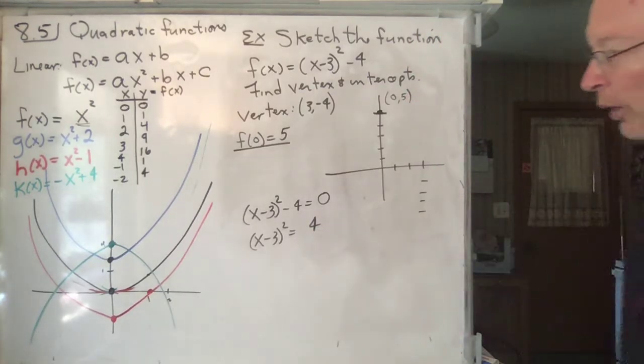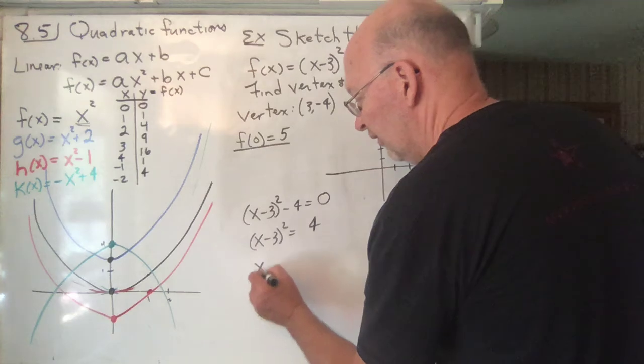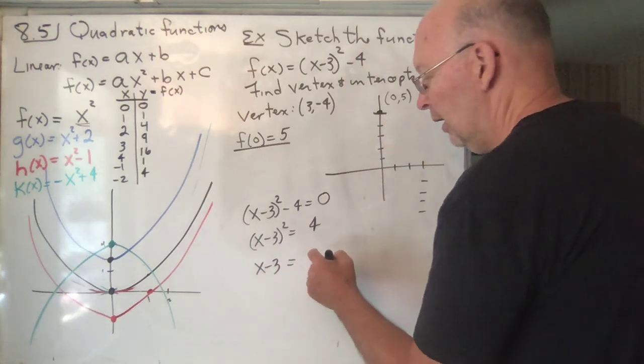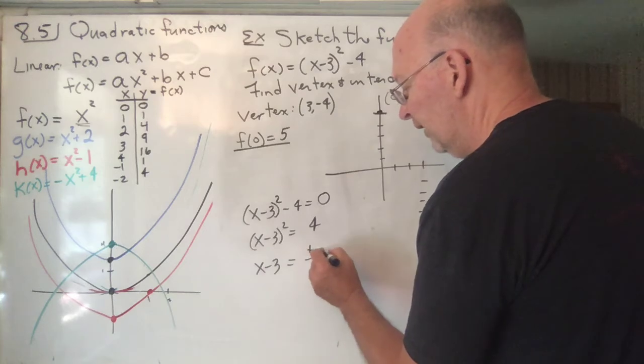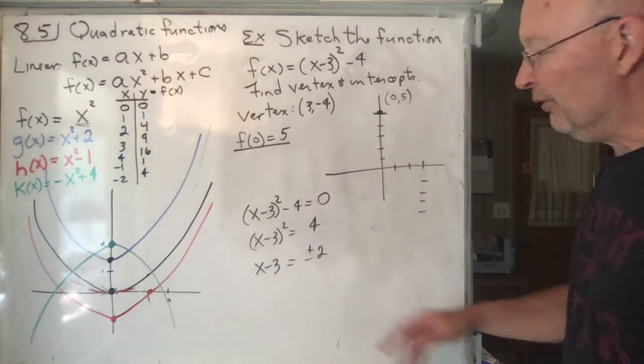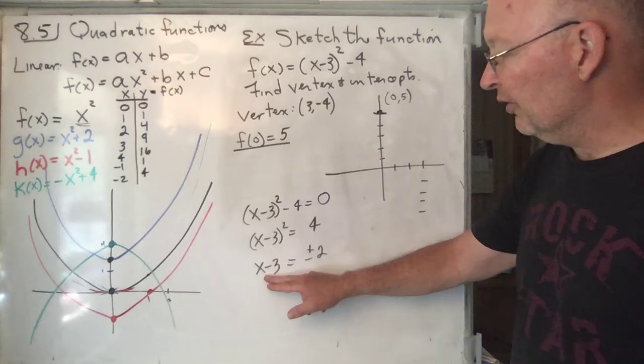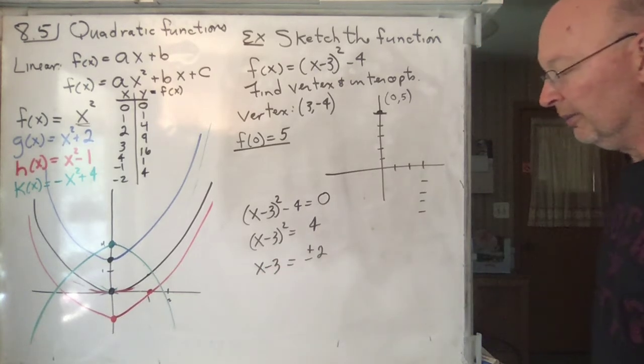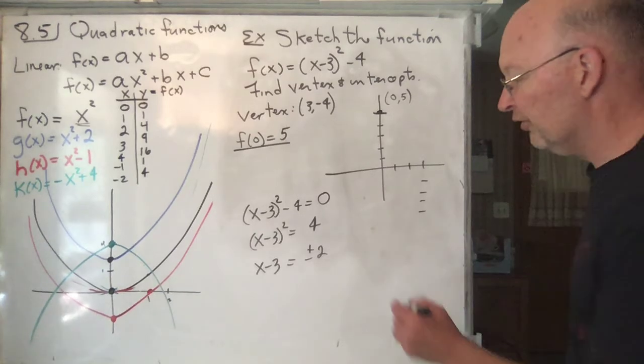Now I can take the square root of both sides. If I take the square root of this, I get x minus 3. If I take the square root of 4, I get either plus 2 or minus 2. Agreed? Actually, this one you get plus or minus as well, but as long as you make one of them plus or minus, you've got all possibilities there. Okay, so you got two equations there to worry about.